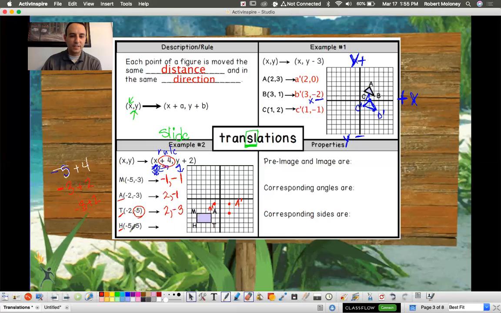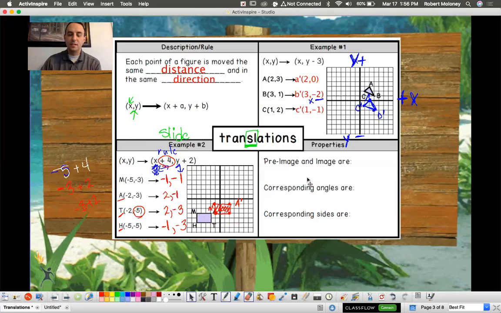All right, Kiara, you're up now. What's -5 plus 4? -1. And what's your y coordinate? What's -5 plus 2? -3. So that puts me right here. Light work. It stays the same size, same shape. It just moves over. And that's really what we're going to talk about here.